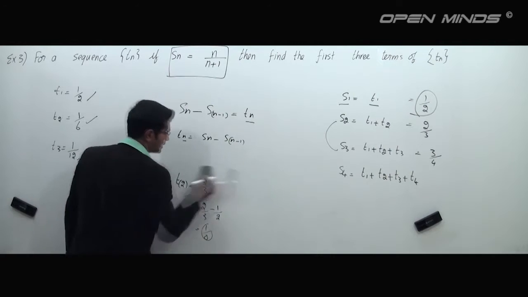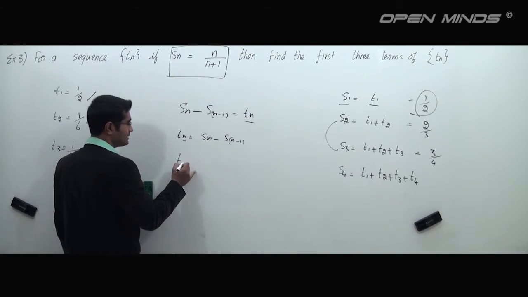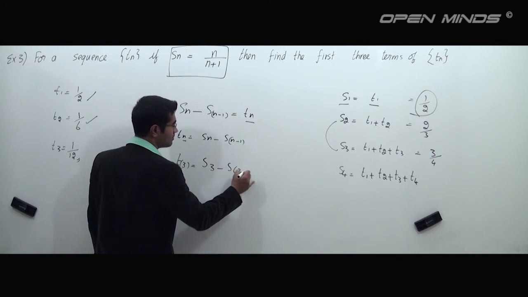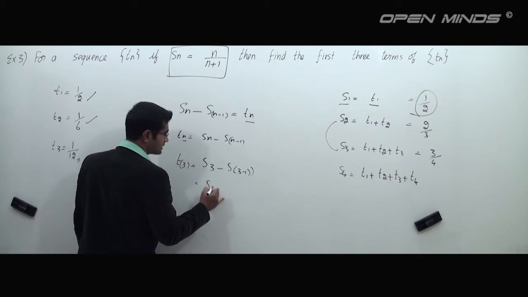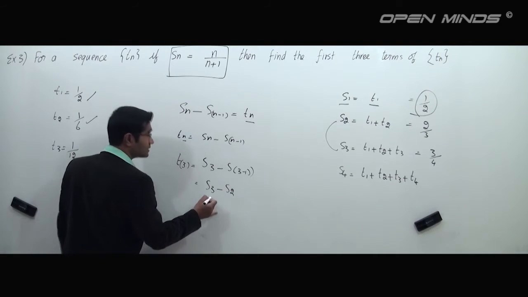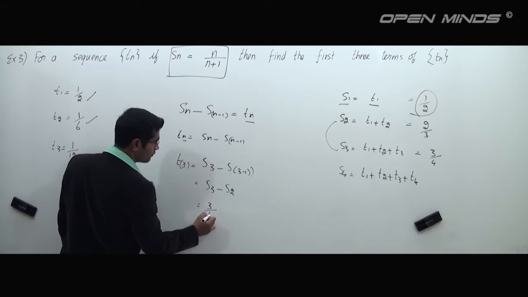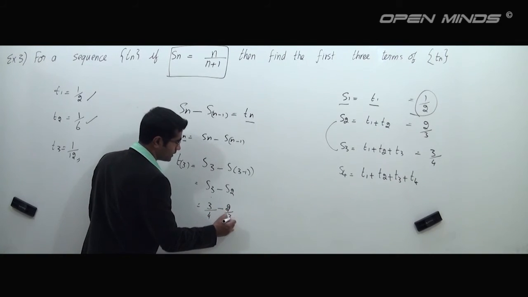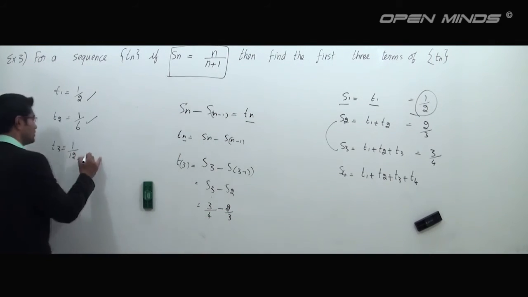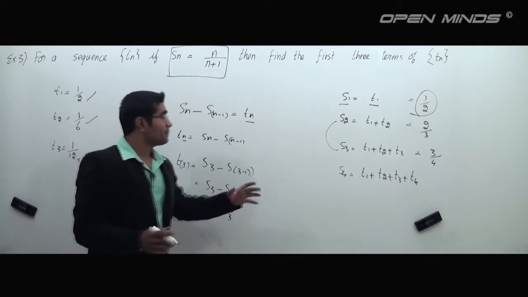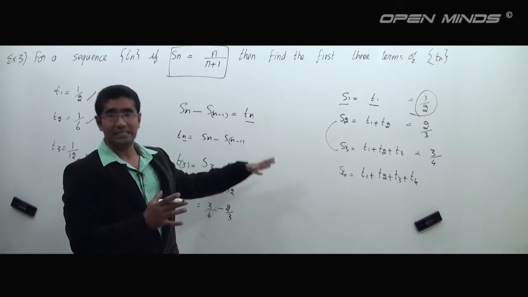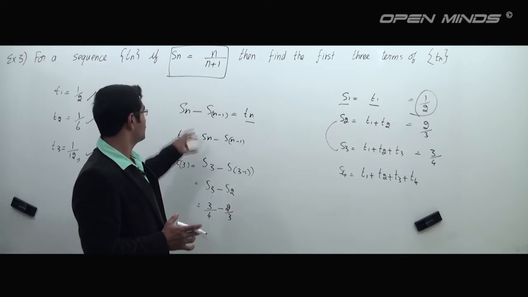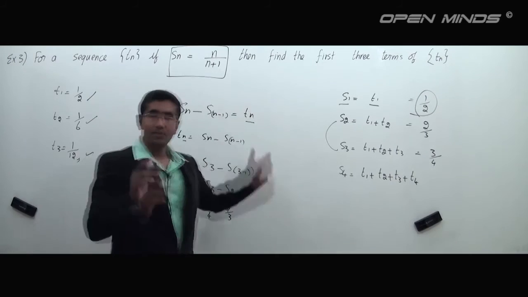To find the third term, T3 is S3 minus S3 minus 1, so it goes like S3 minus S2. We know S3 is 3 over 4, minus S2, which is 2 over 3. You simplify this and you should get the third term. So these are the two ways you can do it. The previous method was to understand in detail what it is, or you can use the formula directly and find any term if you know the Sn formula given to you. That's all about it.